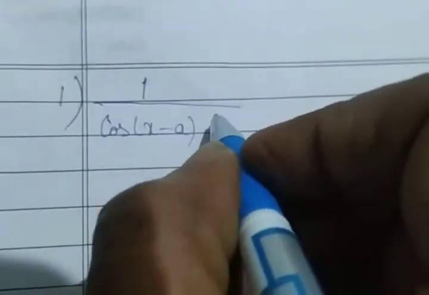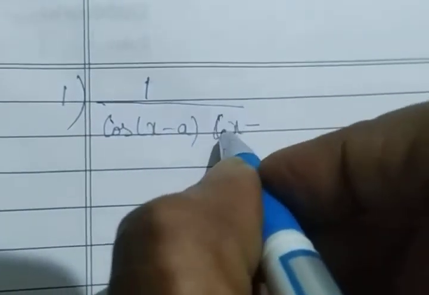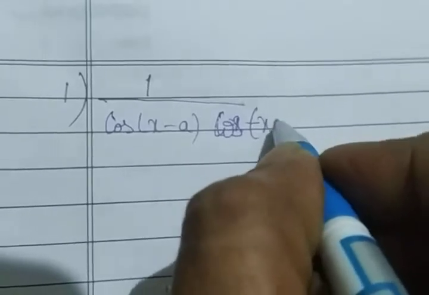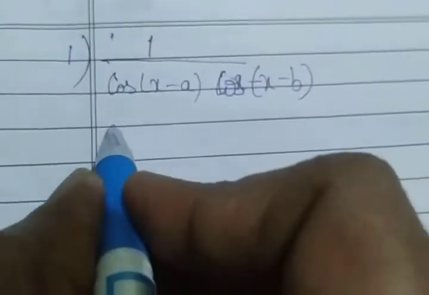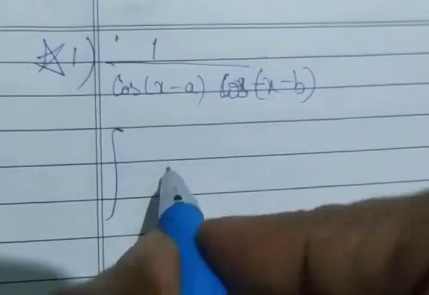So good morning. Continuation of yesterday's problem. Heading is find the integrals of the function 1 by cos x minus a into cos x minus b. So find the integral of this. Put the star for the question.